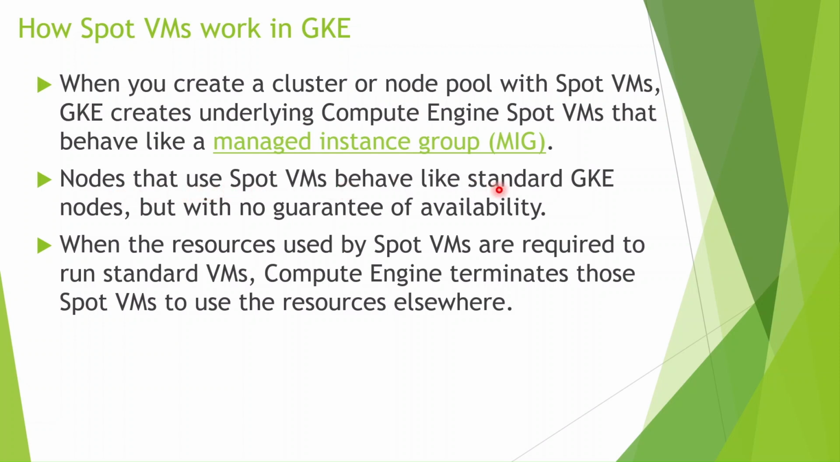Nodes that use Spot VMs behave like standard GKE nodes, but with no guarantee of availability. So it is basically the same as standard nodes, with the same CPU and memory, but with no guarantee. When the resources used by Spot VMs are required to run standard VMs, Compute Engine terminates those Spot VMs to use the resources elsewhere. As I already told you, when Google needs to run standard VMs and doesn't have capacity as of now, they will terminate your Spot VMs so that those paid clients can use standard VMs.